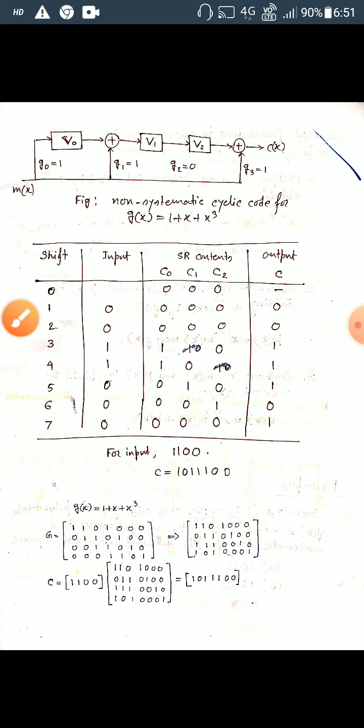So I think each and everyone can understand the way by which you have to do the non-systematic cyclic code, and what the diagrammatic point of view would be, what the circuit diagram for the non-systematic cyclic code is.